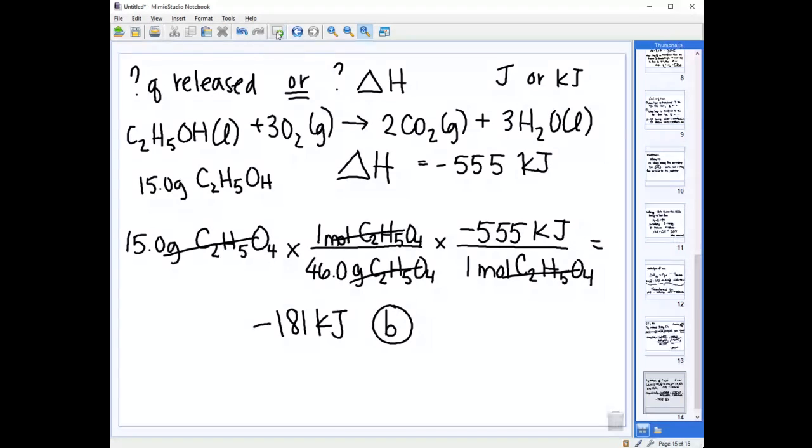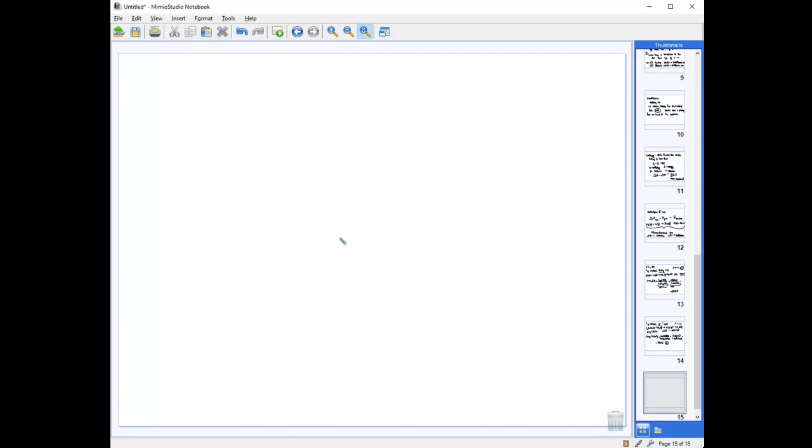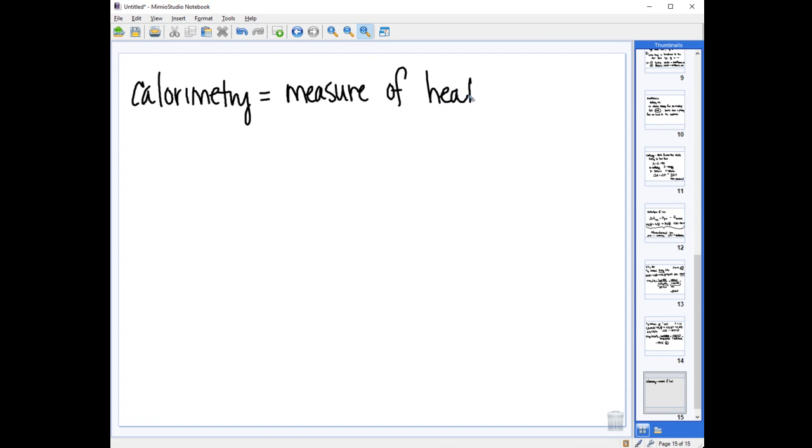Now getting to the fun stuff of this chapter with calorimetry. So how do we measure all this stuff? Well, we use calorimetry. So calorimetry is a measure of heat flow. And we measure this using what we call a calorimeter. Okay, so this is our device that we use.